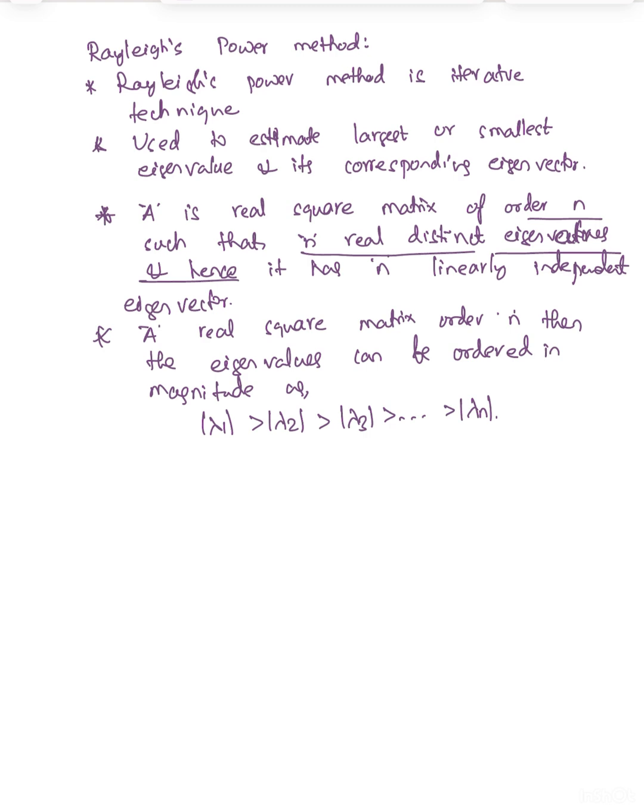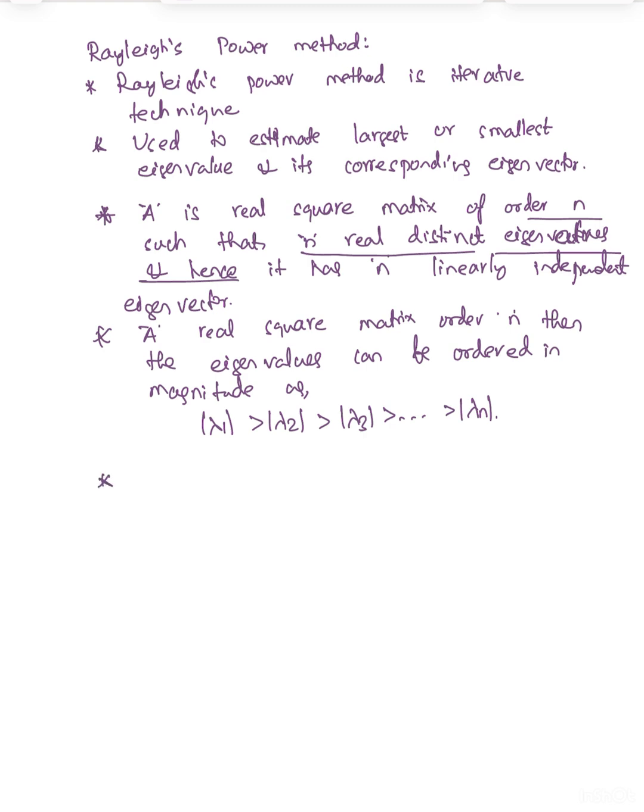What we have to remember is that Rayleigh's power method is an iterative method which is used either to find the largest or the smallest eigenvalue and hence the corresponding eigenvector. And when to apply? It has to be applied on a real square matrix only when it has n linearly independent eigenvalues and hence n linearly independent eigenvectors.